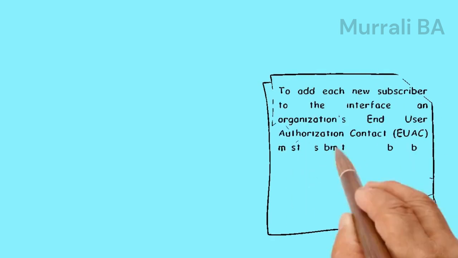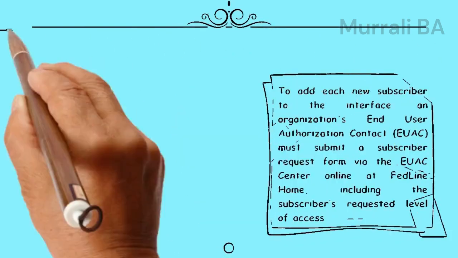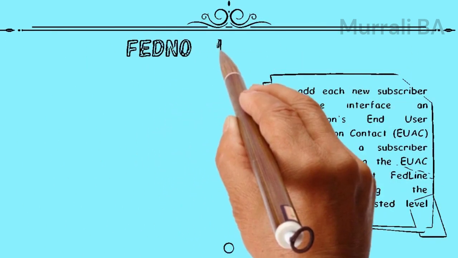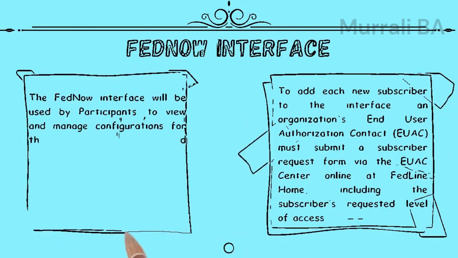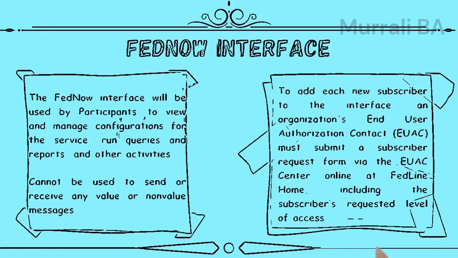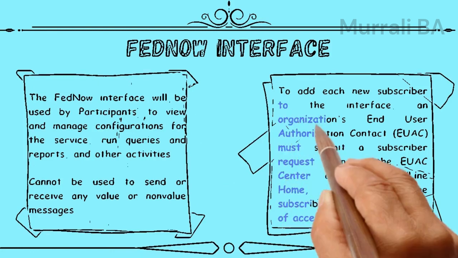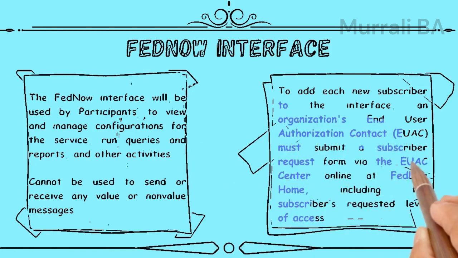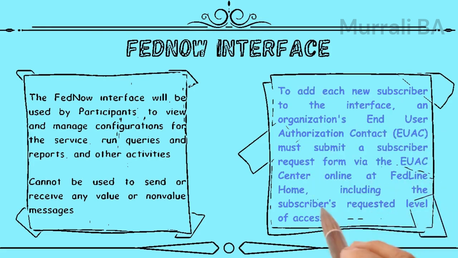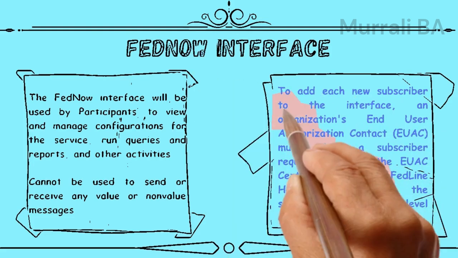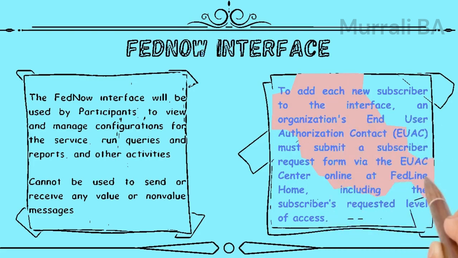In the last few videos, we have been observing these two words frequently, FedNow Interface. But what is it? Let's explore that in this video. We have learned that a bank can communicate with the FedNow service using two functions. One is application to application functions and another one is user to application functions.